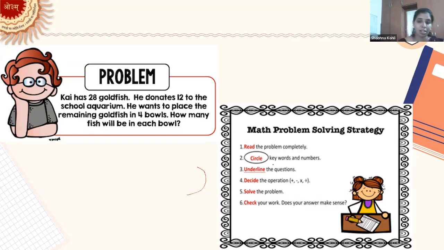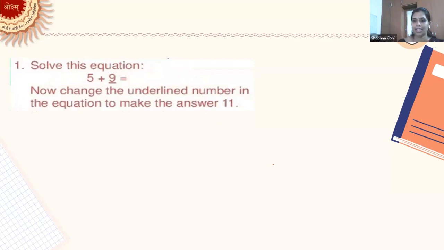Okay, teachers. Now I have a few more examples. Again, I need help from one of the teachers to read this question. Again, whatever I'm sharing here, all are lower level classes. Solve this equation: 5 plus 9 underscore. Now change the underlined number in the equation to make the answer 11. So we have to change that number 9 to any other number to make the answer 11.